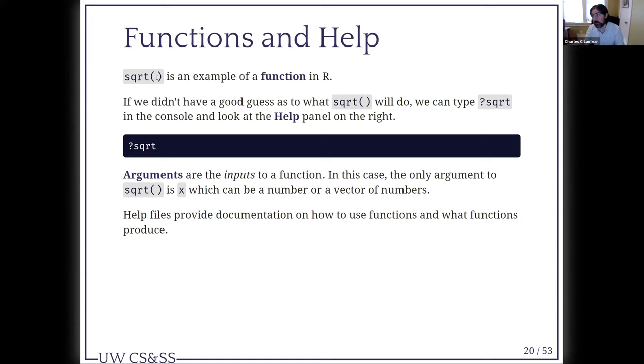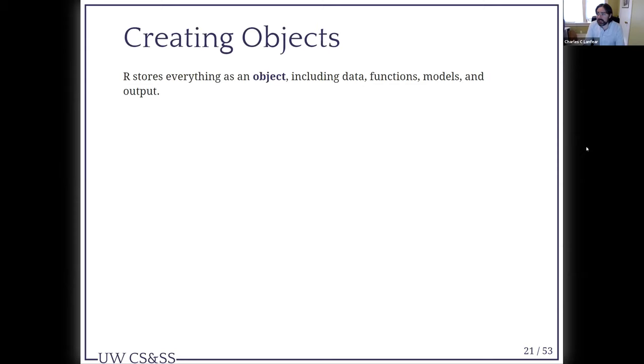Okay. So, in R, everything is an object. Data is an object. The functions you run are an object. Somebody asks here, what is a vector? A vector is a type of object. It is a one-dimensional object that stores a single type of data. I'm going to show you how to make vectors in a minute, so you've anticipated one of my next slides.